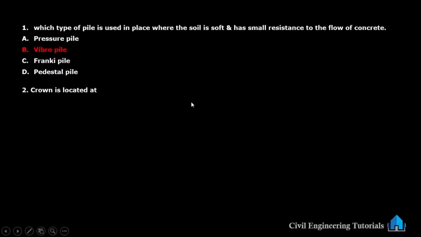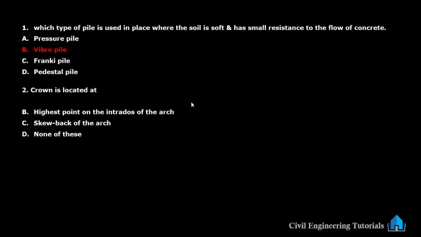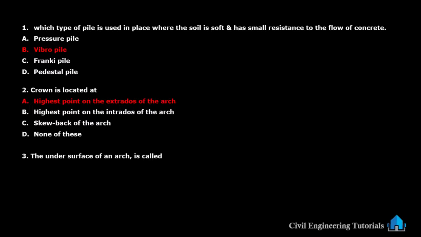Now crown is located at option A, highest point on the extrados of arch. Option B, highest point on the intrados of arch. Option C, skew back of the arch. And option D, none of these. Now the answer is highest point on the extrados of the arch. Crown is located at highest point on the extrados of the arch.